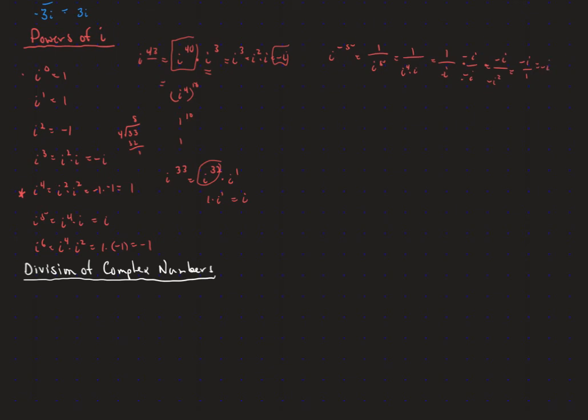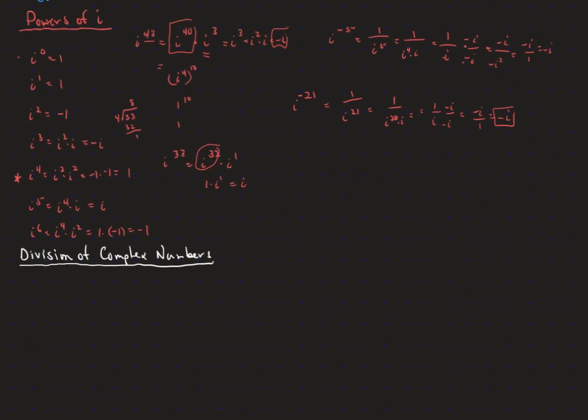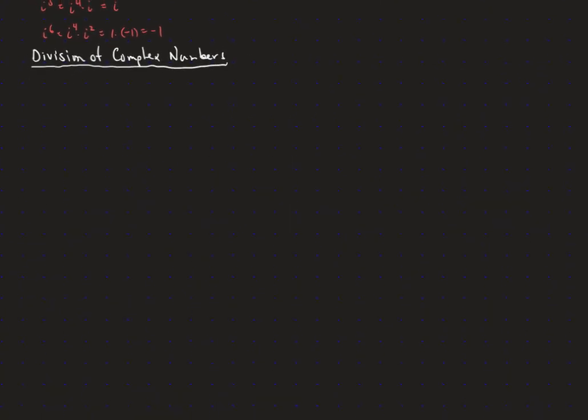Let's see that again. i to the, say, negative 21st power, is 1 over i to the 21st. That's going to be i to the 4 times 5 is 20. So that's i to the 20th times i. The i to the 20th is 1. So that's 1 over i. We multiply top and bottom by the conjugate of i. And that's going to be negative i over 1, or negative i. Kind of cool.